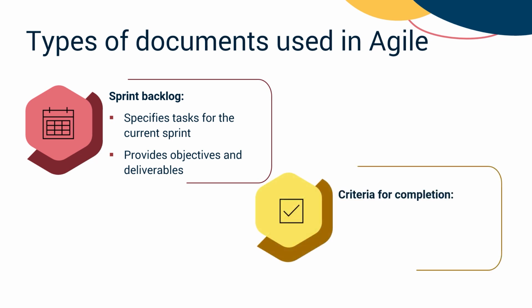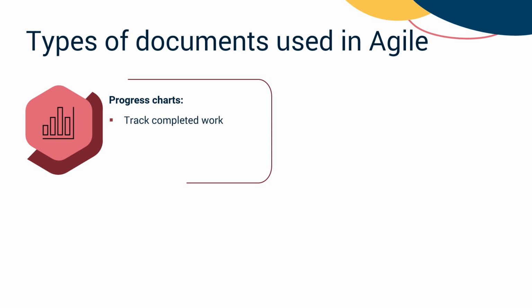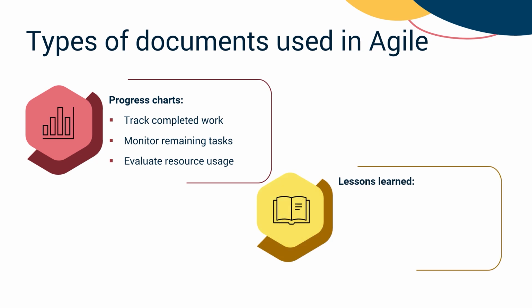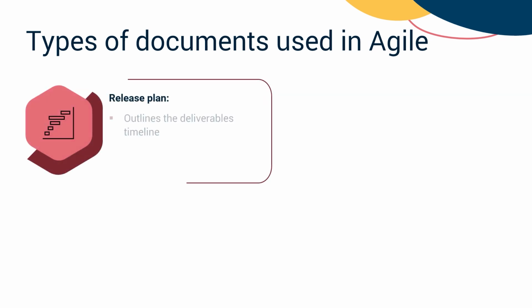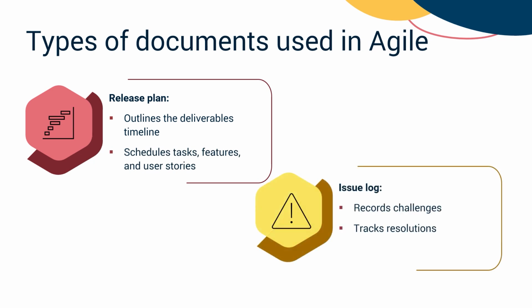Criteria for completion, or definition of done, defines standards and ensures clarity for when tasks or features are considered complete. Progress charts track completed work, monitor remaining tasks, and evaluate resource usage to align the team. Lessons learned capture insights from retrospectives, document improvement ideas, and refine processes for future sprints. Release plan outlines the deliverables timeline and effectively schedules tasks, features, and user stories. Issue log records challenges, tracks resolutions, and helps manage mitigation strategies throughout the project. These documents ensure alignment, clarity, and successful value delivery in Agile projects.